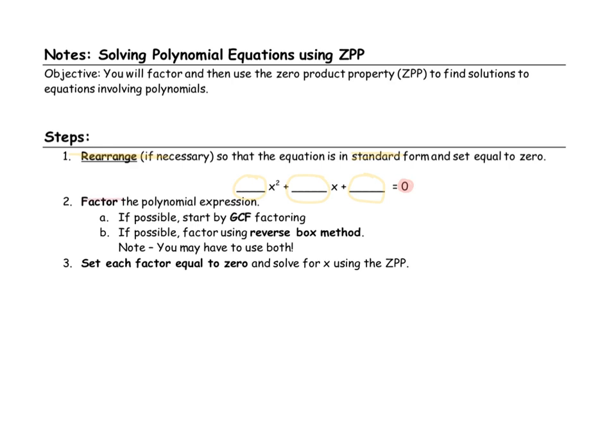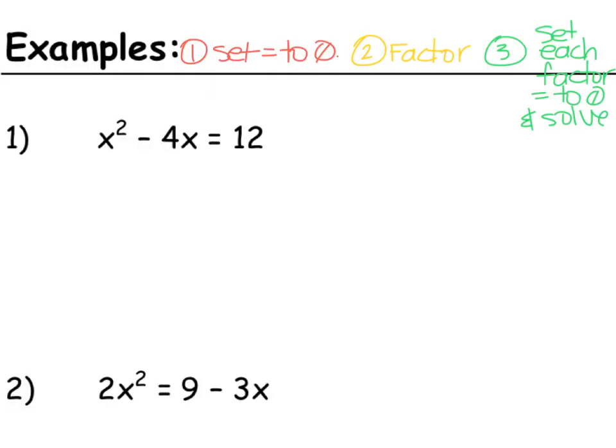Our next step will be to factor the equation so that we end up with something times something equals 0. And then finally, we will solve by setting each factor equal to 0 and taking advantage of that zero product property. Let's try a few examples. For each problem, we're going to go through the 3 steps of setting the equation equal to 0, factoring one side, and then setting each factor equal to 0 and solving.